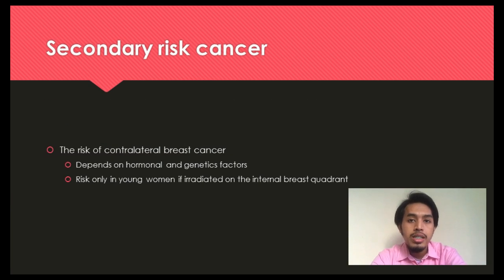The following is the secondary cancer risk. The risk of contralateral breast cancer depends on several factors such as hormonal factors and genetics, while the radiotherapy seems to have a role in increasing the risk only in young women if irradiated on the internal breast quadrant.